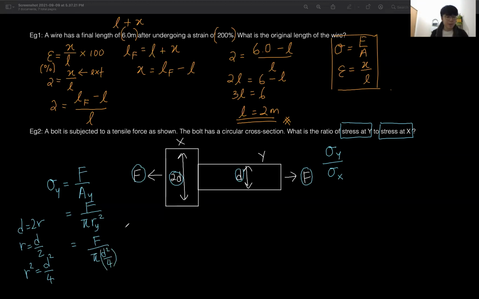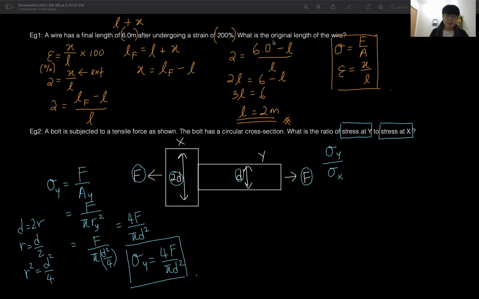Okay, so simplify this one. This looks complicated, so we simplify it and move it like 4F over pi d squared. That is stress Y. Put it aside first: stress Y equals 4F over pi d squared. Let me box this first.